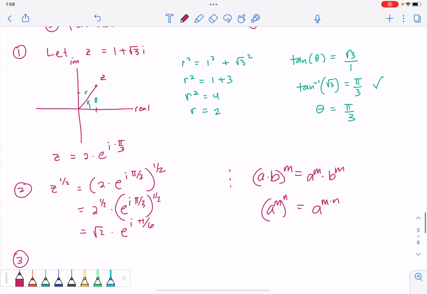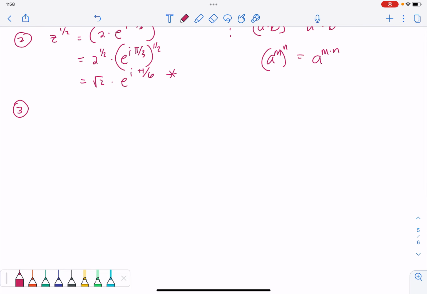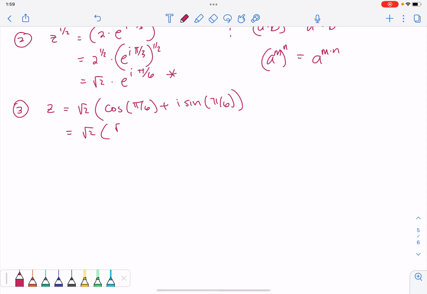So step 3 up here said, once you have that, put the new number, so this is my new number, back into rectangular form. Great, let's do that. So how do I do that? Well, first I usually have to go by way of trigonometric form. So z equals root 2, which is my r, all times the quantity cosine of pi over 6 plus i sine of pi over 6. Okay? This gives me root 2 times root 3 over 2 plus i times 1/2. And then I'm going to multiply that root 2 in. I get root 6 over 2 plus root 2 over 2 i.